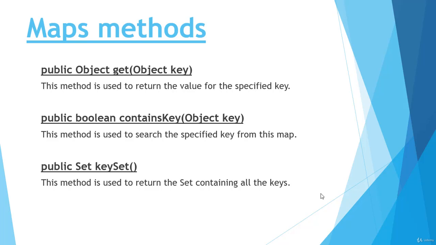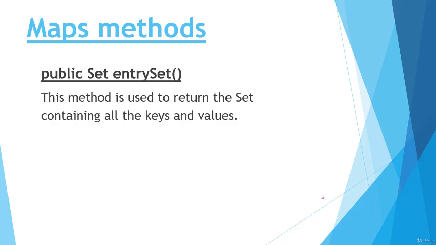Next we have the keySet method, whose return type is Set. This method is used to return the set containing all the keys. Basically this method returns the set that contains all the keys present in that map. Next we have the entrySet method, whose return type is also Set. This method is used to return the set containing all the keys and the values. So this method returns a set that contains all the values and the keys in that map.